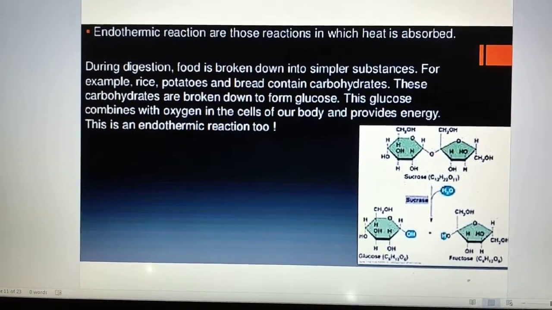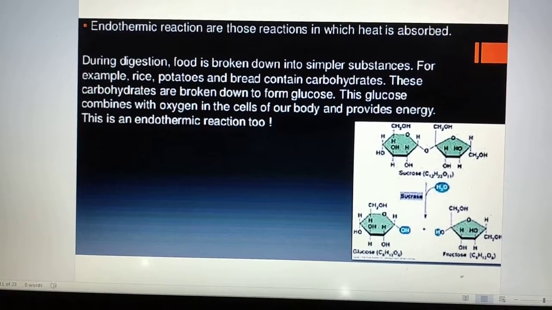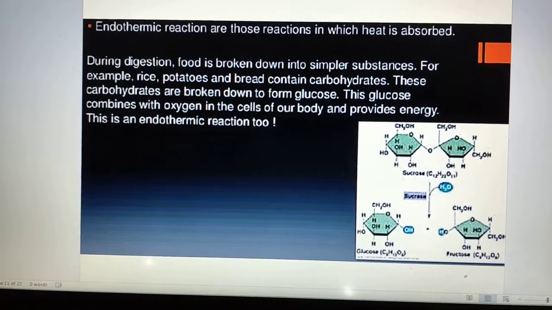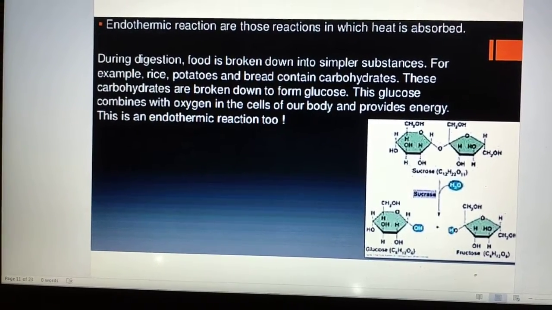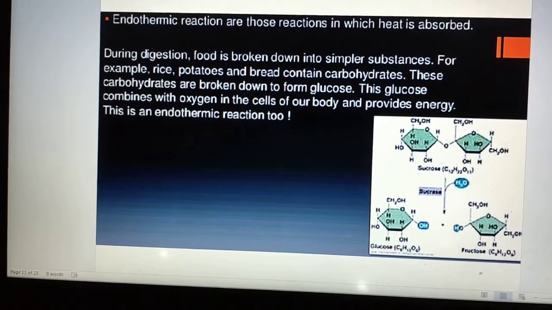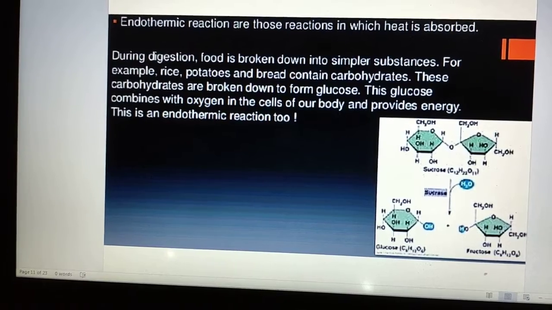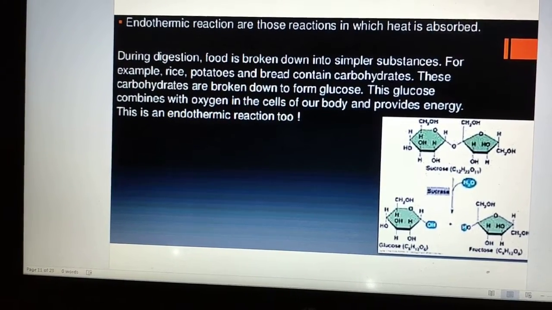During digestion, food is broken down into simpler substances. For example, rice, potatoes and bread contain carbohydrates. These carbohydrates are broken down to form glucose. This glucose combines with oxygen in the cells of our body and provides energy. This is an endothermic reaction too.